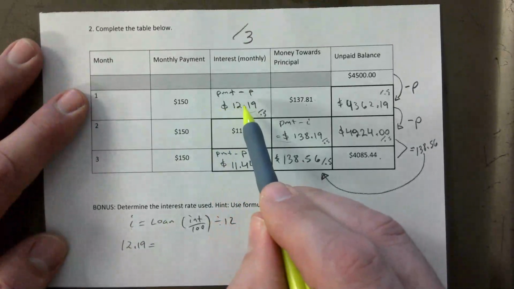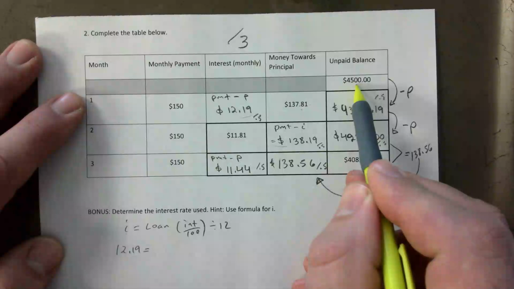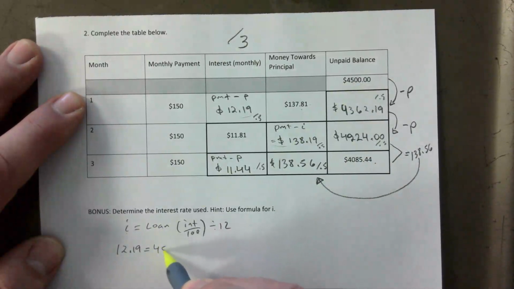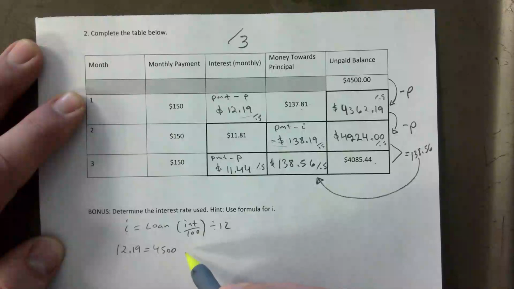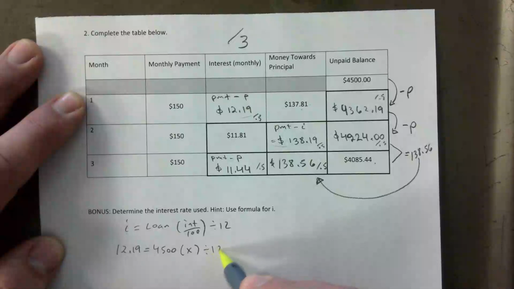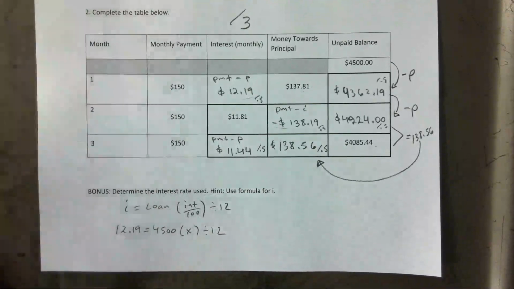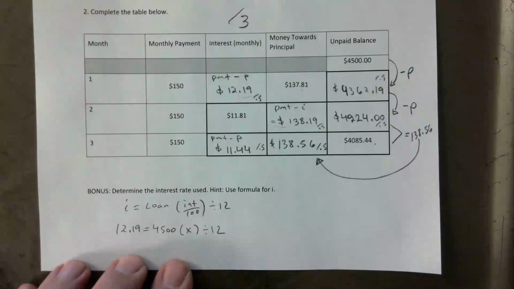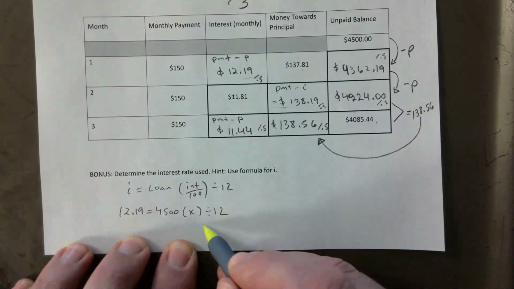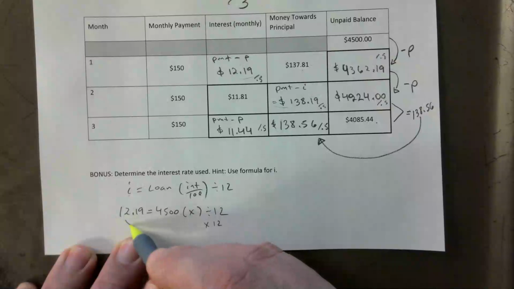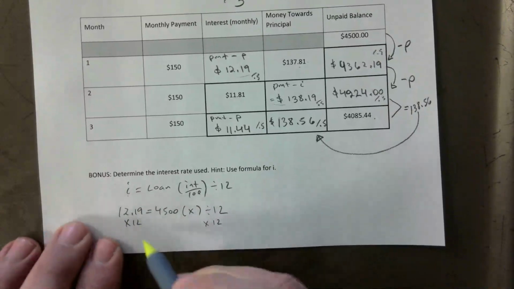The loan to get this was $4,500. So the loan is $4,500. This is going to be my X. I'm going to figure out what that is and divide it by 12. And now you basically got to go opposite operations. What's the opposite of dividing by 12? Times. So if you do that, you get 146.28.